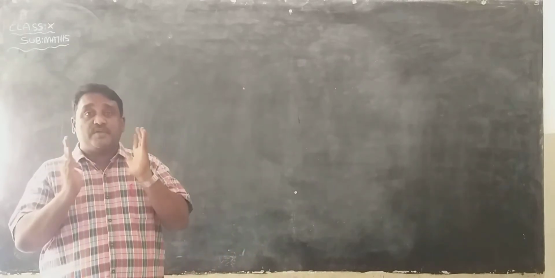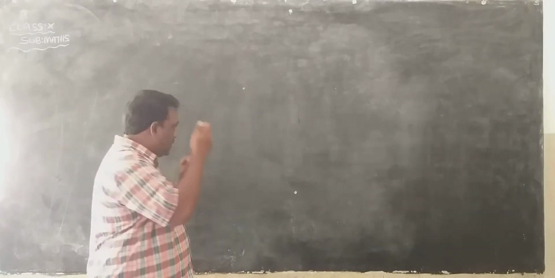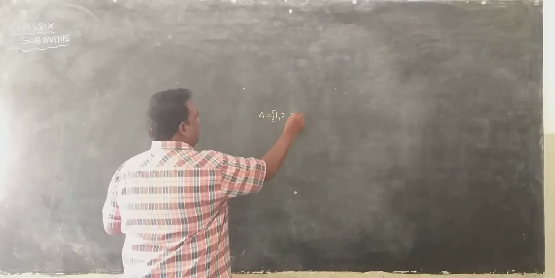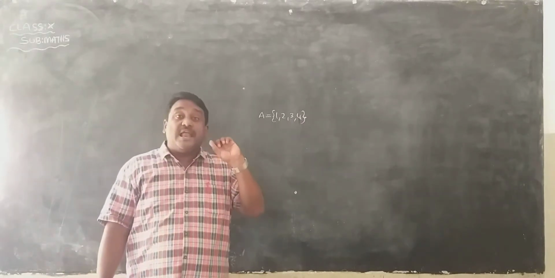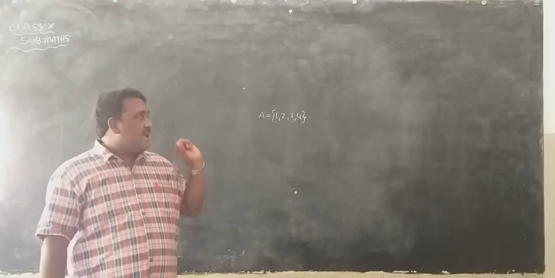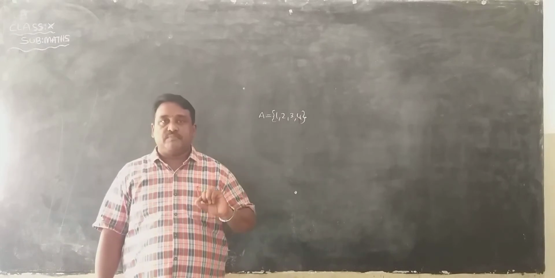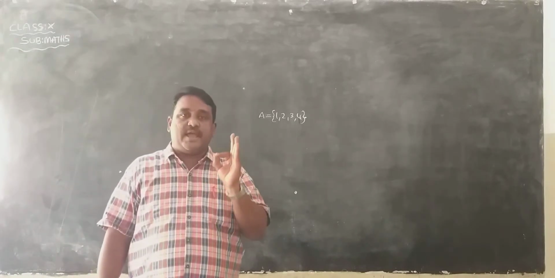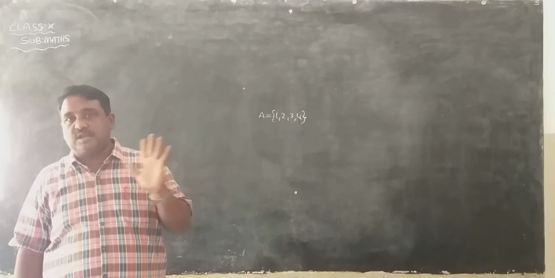Then objects of a set are known as elements or members of the set. Suppose A equals 1, 2, 3, 4. What do we call 1, 2, 3, 4? They are known as elements of the set or members of the set. Next, set theory was introduced by George Cantor, a German mathematician, very important. He is the developer of set theory.